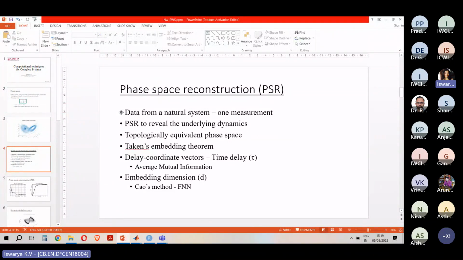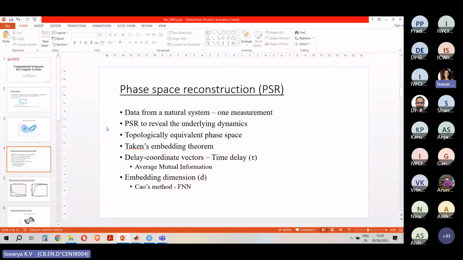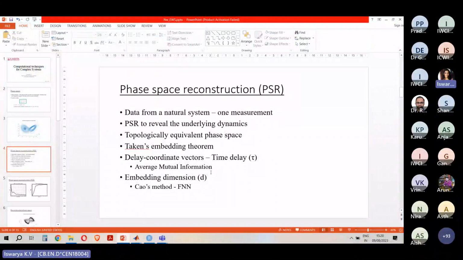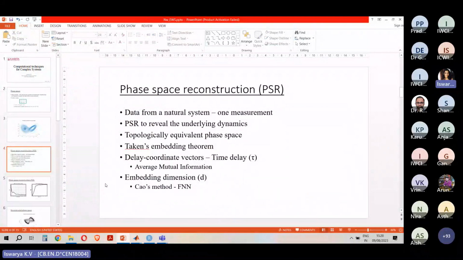And here we get the tool called phase space reconstruction, where through Takens' embedding theorem, we create a topologically equivalent phase space. For this, we need two particular parameters. One is the delay vector, which is calculated using a method called average mutual information. And the other is called the embedding dimension, which can be found either using the false nearest neighbor method or a modification of the false nearest neighbor method, which is Cao's method.